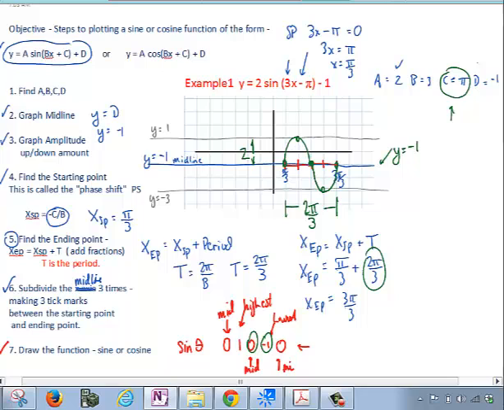Hopefully this video helps you in terms of plotting one cycle of the sine function. The next video in the series will talk about how we do it with a cosine function.